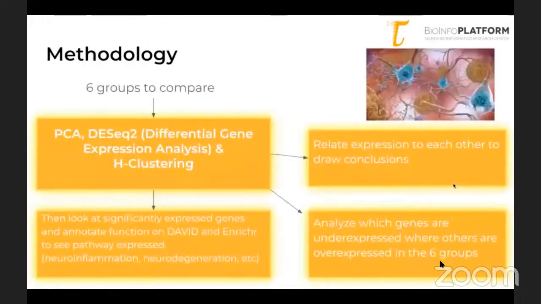So for my methodology, I had 6 groups to compare, and I will be using principal component analysis, differential gene expression analysis, and hierarchical clustering. And I will be using those to relate expressions to each other to draw conclusions, analyze which genes are underexpressed and which are overexpressed in the 6 groups, and look at significantly expressed genes and annotate their function on DAVID and Enrichr to see the pathways expressed, such as with neuroinflammation or neurodegeneration, etc.